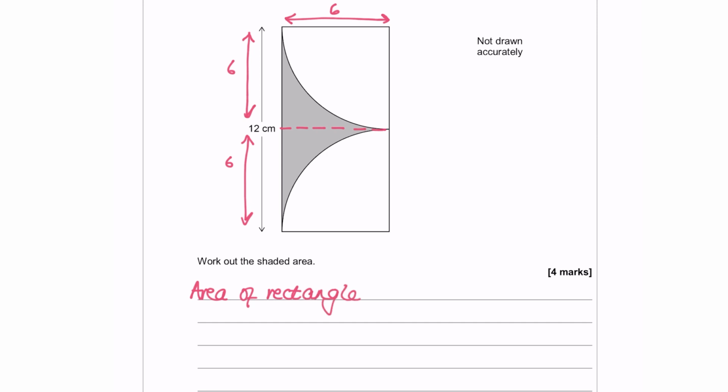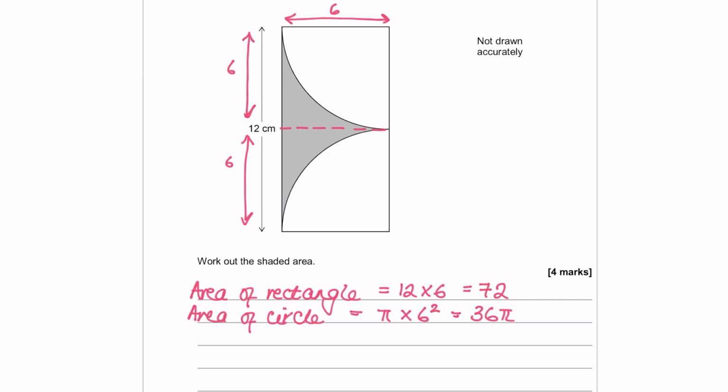So the area of the rectangle will be 12 times 6, which is 72. And then we can work out the area of a circle where the radius is 6. So we'll get pi times 6 squared, so we've got 36 pi. But we haven't got a whole circle.